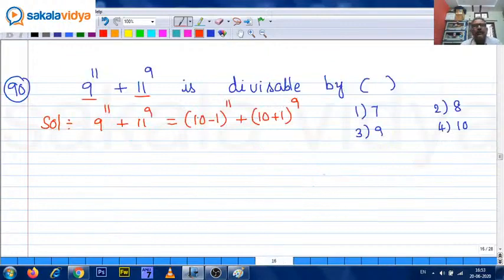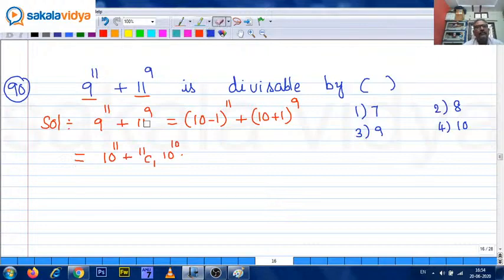Right. So now 9 to the power of 11 plus 11 to the power of 9. That is (10 minus 1) to the power of 11 plus (10 plus 1) to the power of 9. Using the binomial theorem. Both powers, the indices, are different, so we need to write each one individually. 10 to the power of 11, first one, plus 11C11, 10 to the power of 10.